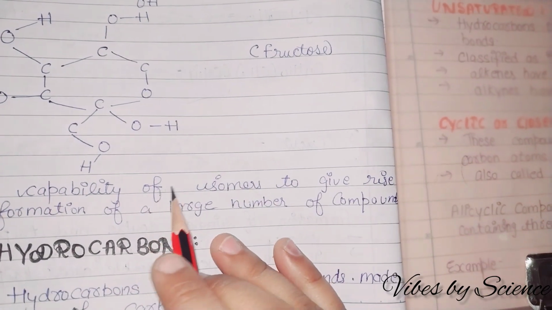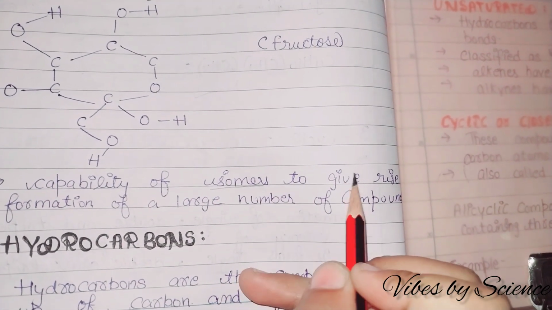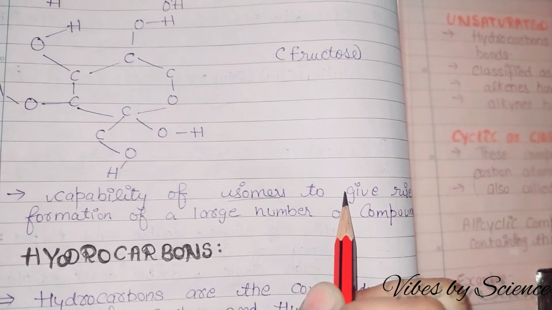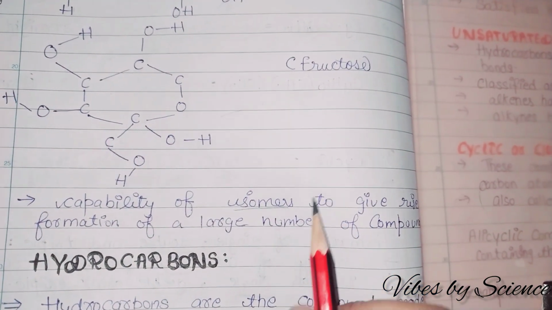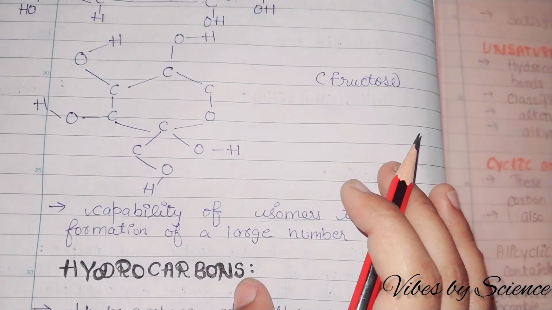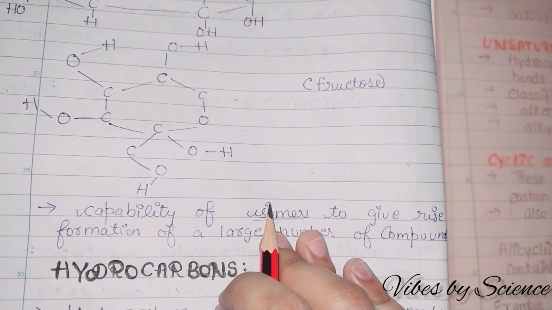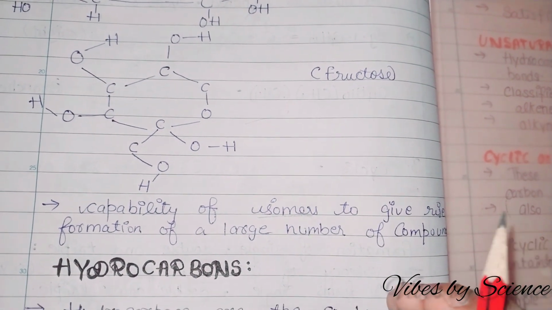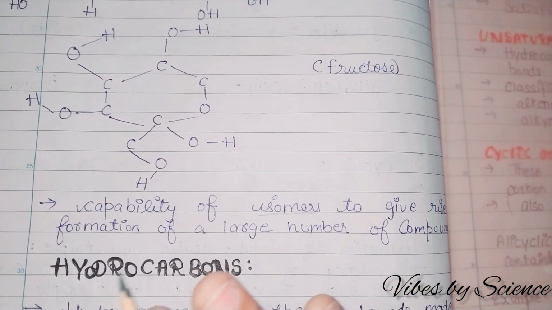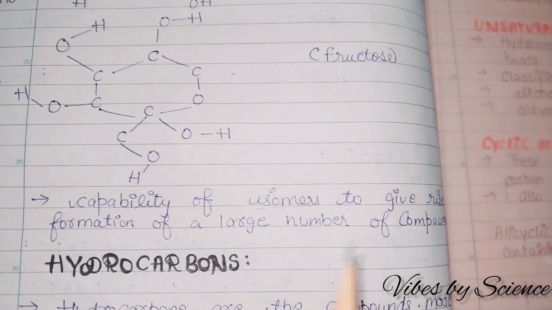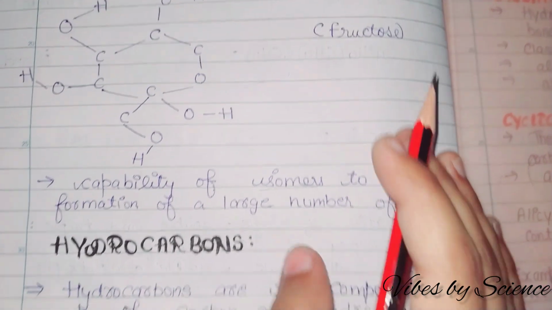So the capability of isomerism gave rise to the formation of a large number of compounds. So this is the capability. Isomerism is the unique capability of the isomers which made them able to make a large number of compounds, and even bonds which are stronger.